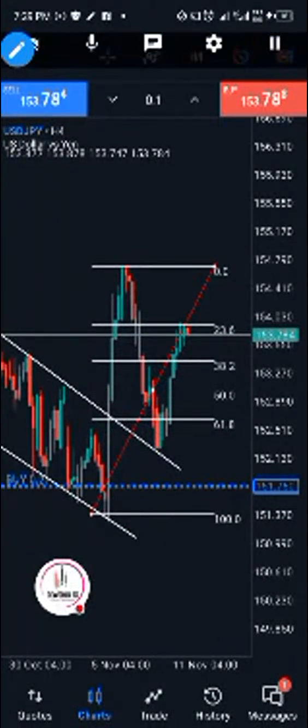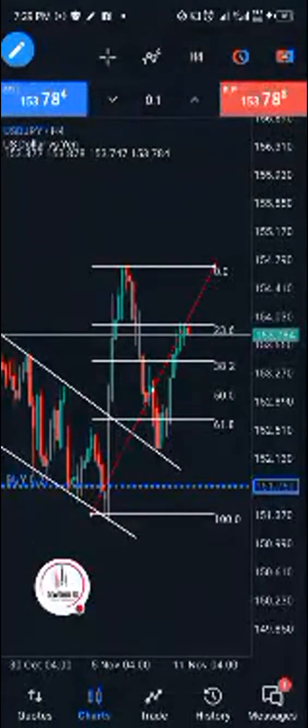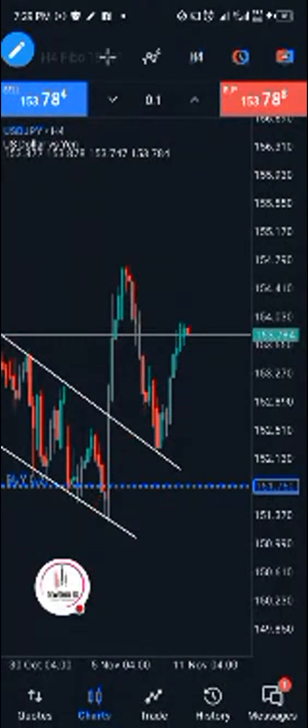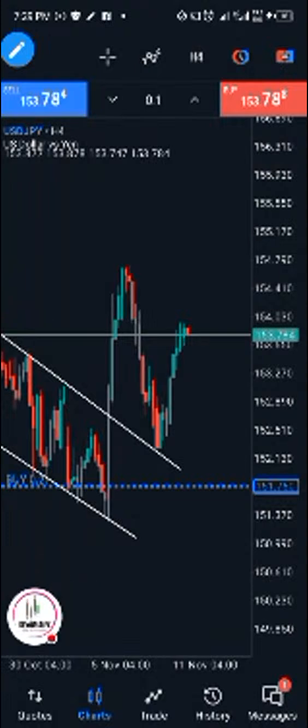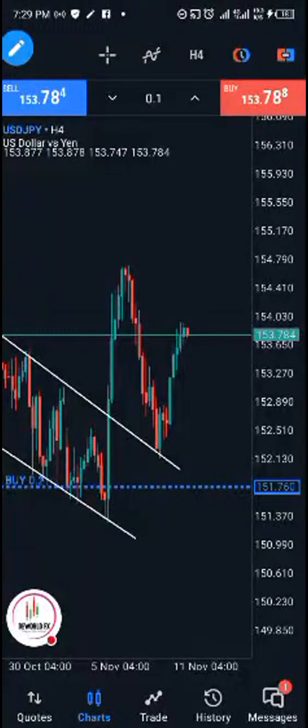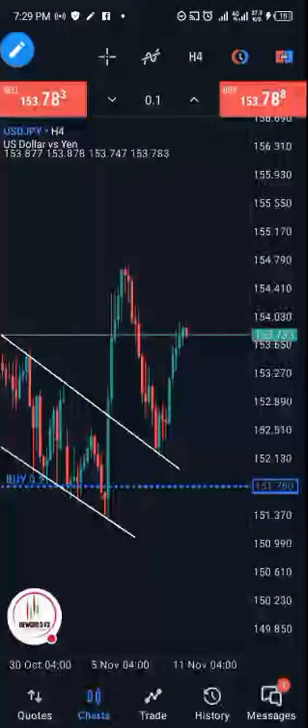61.8 below. So taking the fib up. Currently, UJ is giving us a break and retest kind of factors in here. Okay, let me get my earpiece.